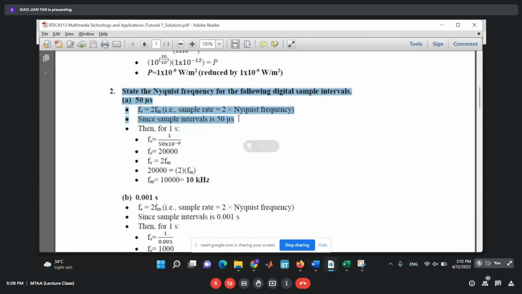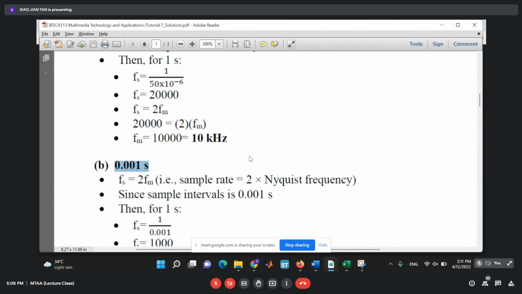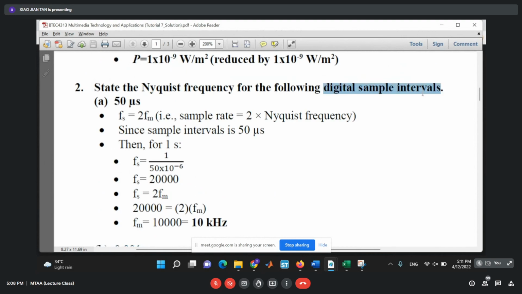During the tutorial, I think I asked Yu Yang about this one, and the calculation stopped here. So I think he is correct, and the calculation should stop here, with no need to divide by 2. The reason is that the question says to state the Nyquist frequency for the following digital sample interval. So this 50 microsecond and the 0.01 microsecond refer to the digital sample interval.